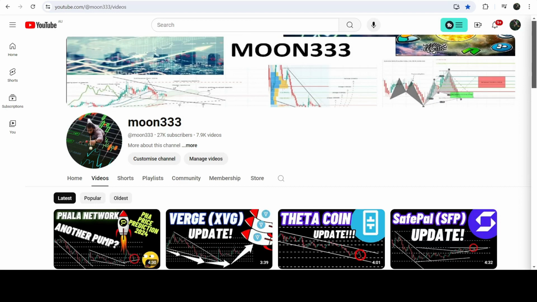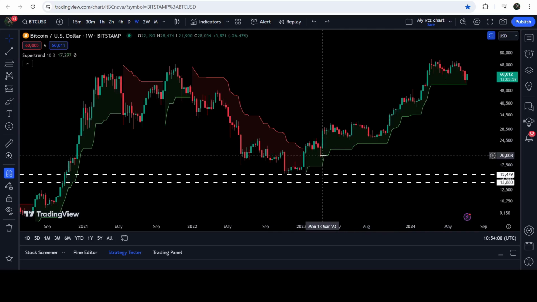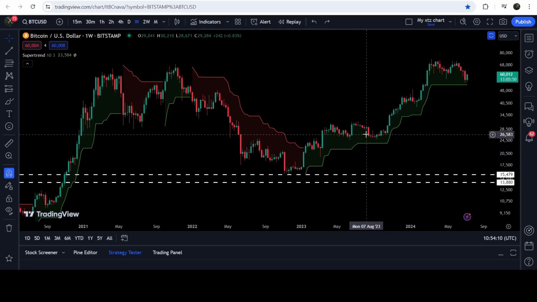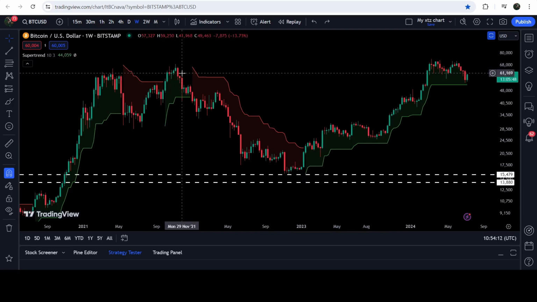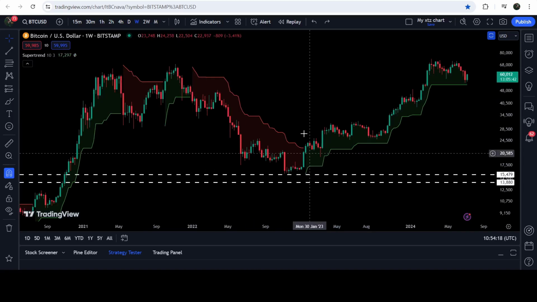In today's video, I would like to show you once again this super trend indicator, which is one of the best indicators to determine or measure the bull run of Bitcoin. Whenever it turns green, you can see that a really very big bull run starts, and after breaking down, when it turns red, a really very big bearish trend starts. You can see that it was happening here, it was happening here.